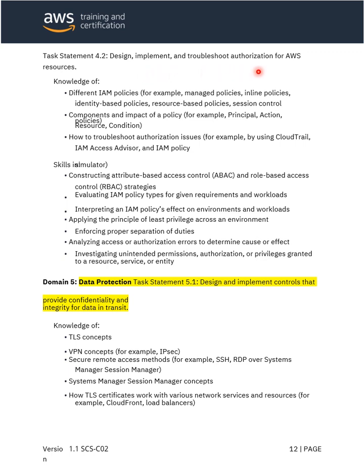Design, implement, and troubleshoot authorization for AWS services. Manage policies, inline policies, identity-based policies, resource policies, session control. You should understand all these aspects. You should understand what a resource-based policy is, and how you will put resource policies within AWS services. For example, if you have to access the S3 service, what is the way to put S3 bucket policies? How will you have identity-based policies? How will the user, group or role access S3?